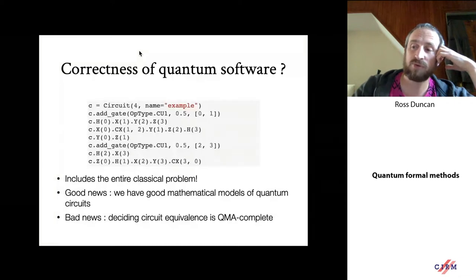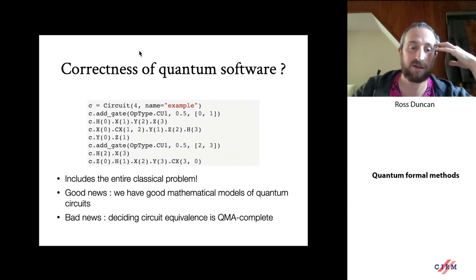So that's why I think it is probably more appropriate for most of the techniques being developed in formal verification to restrict themselves to circuits. Because we have good mathematical models of quantum circuits, we don't need to invent anything new, and equivalence of circuits is at least decidable. However, it is QMA complete. So in the worst case, it would be computationally infeasible to do. But the larger part of what I want to talk about today is all about trying to prove the equivalence of circuits.